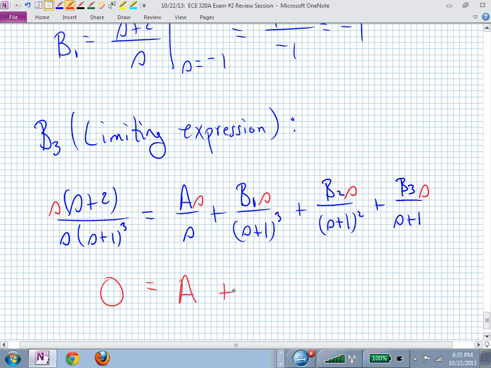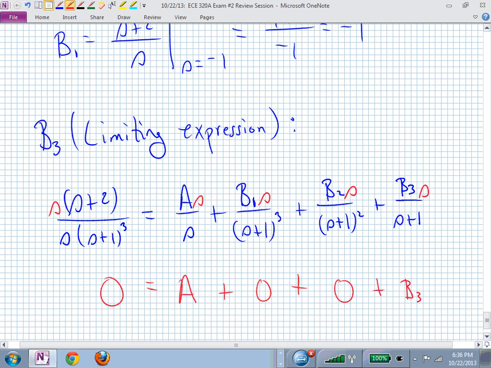Now, the next term, what happens when I let s go to infinity? I have s over s cubed, or something over s squared. That goes to 0. What about the B2 term? s over s squared, that's 1 over s. As s goes to infinity, that likewise is 0. What's the last term? I just get B3 s over s as s goes to infinity. So the s's are going at the same rate. That just gives me B3. Are you okay with that expression?